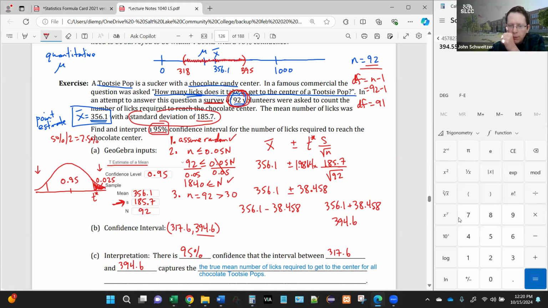Then for the left side, for the lower limit for the confidence interval, we go 356.1 minus 38.458. And we get the lower endpoint, right? 317.6, which is consistent with what we saw before. And so there we go. So I'd like you to do that by hand once or twice. And then after that, you can just use the technology every time for that.